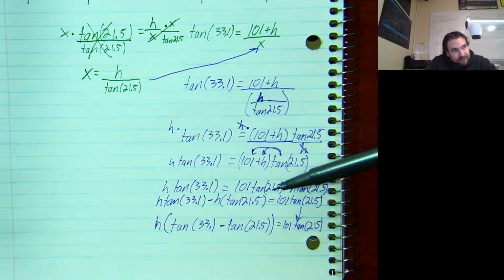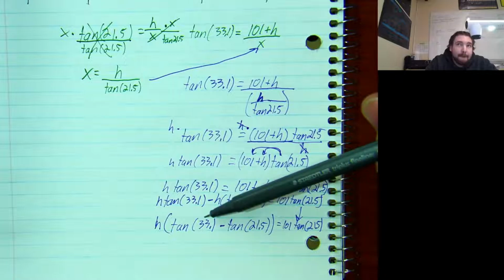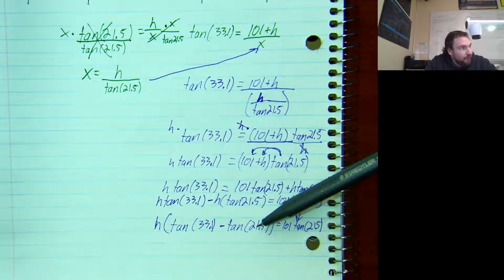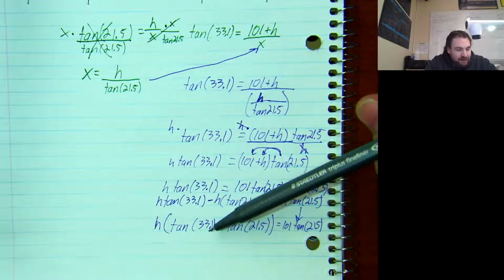What's going on inside these brackets here? Subtraction of what? Yeah, this is just a number, right? Tan of 33.1 is going to give us a value. Tan of 21.5 is going to give us a value. We can subtract these things. We don't have to carry this around. What is the tan of 33.1 minus the tan of 21.5?